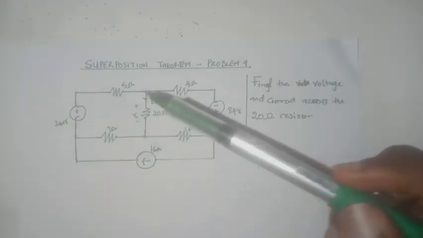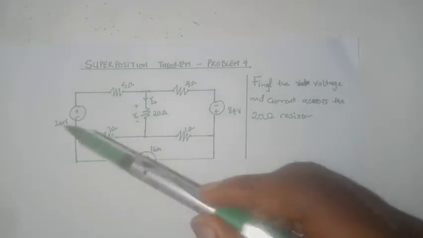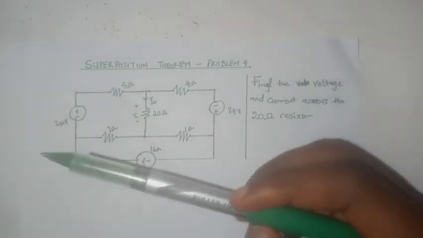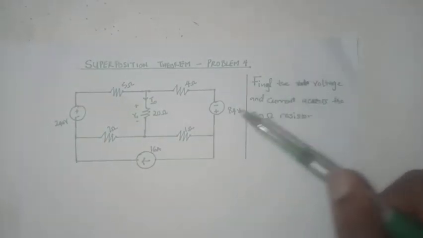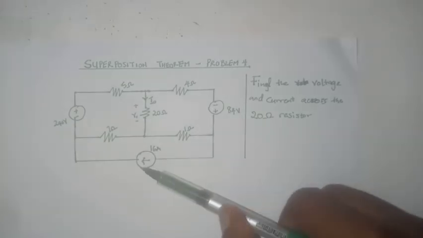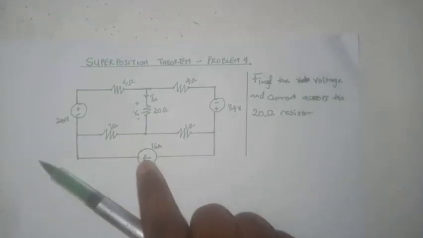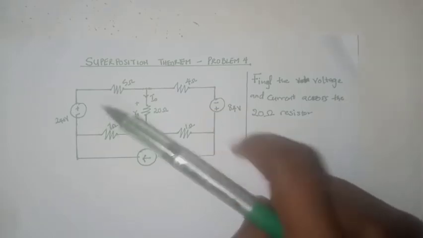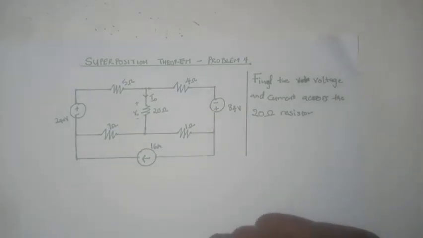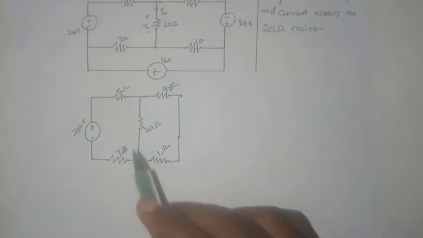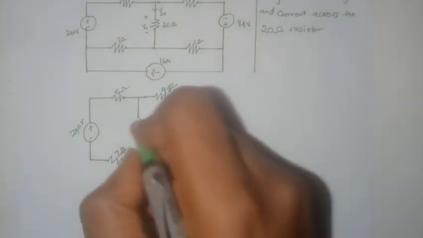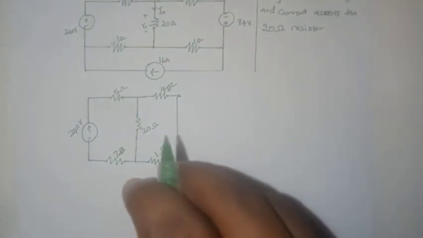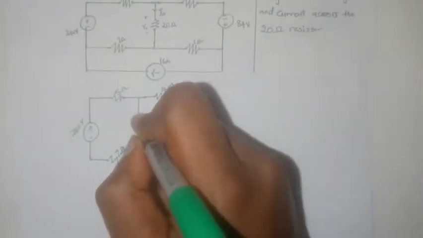Now, the first power source we will be considering is this 240 volt power source. We will turn off this power source and this power source. Turning off a current source leaves an open circuit, and turning off a voltage source leaves a short circuit. Because of that, the circuit would look something like this, with the other voltage and current sources turned off.